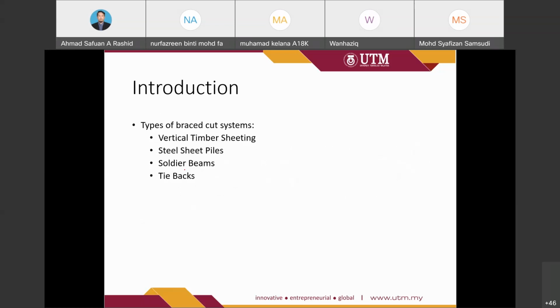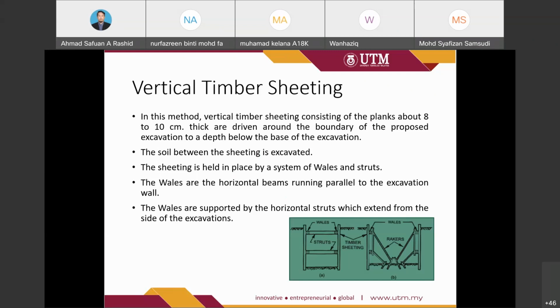So the types of braced cut system are vertical timber sheeting, steel sheet pile, soldier beams, and tie backs. I just introduced the types of systems that are commonly used. So this is an example of the vertical timber sheeting.